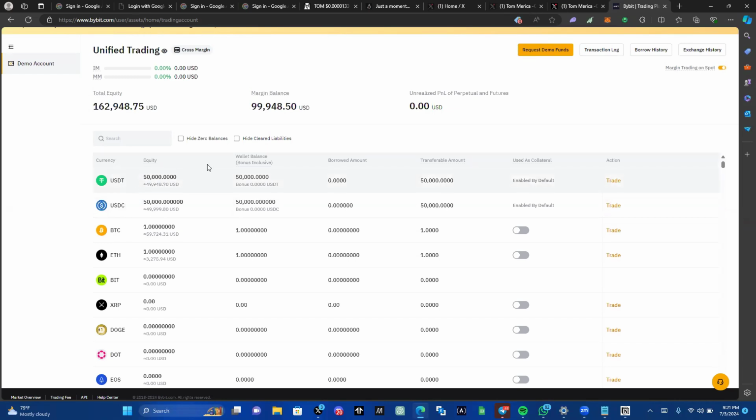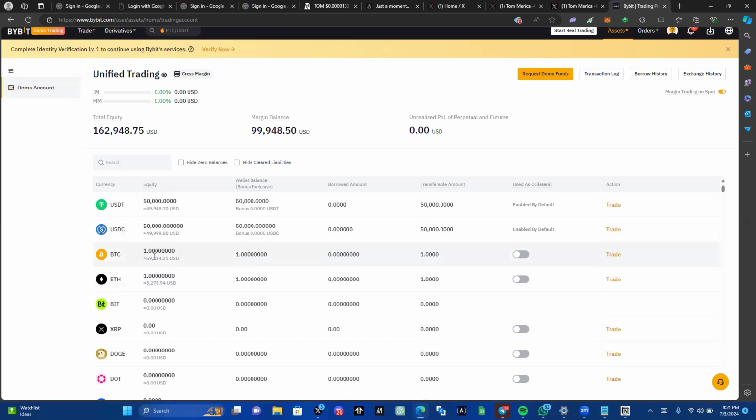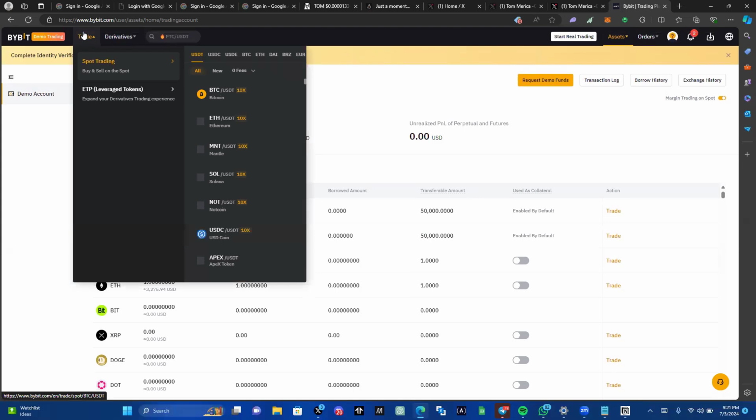So in this wallet, I have 50,000. This is demo trading. I have 50,000 USDT, I have 50,000 USDC, and also one BTC. The one BTC is what I bought. Right now, I have Ethereum. So if I want to buy BTC, I'll go to trade and buy BTC.